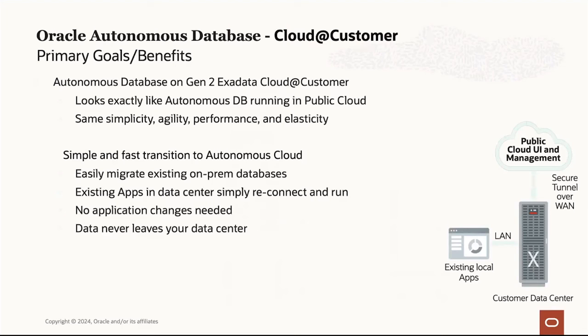So you have the same simplicity, agility, performance, and elasticity that you get with autonomous database. And all the REST APIs, all the machine learning, all the dashboards, everything is going to be there. You can also easily migrate your existing on-premises database to this. And also existing applications in your data center can reconnect and run on this database, and the data never leaves your data center.